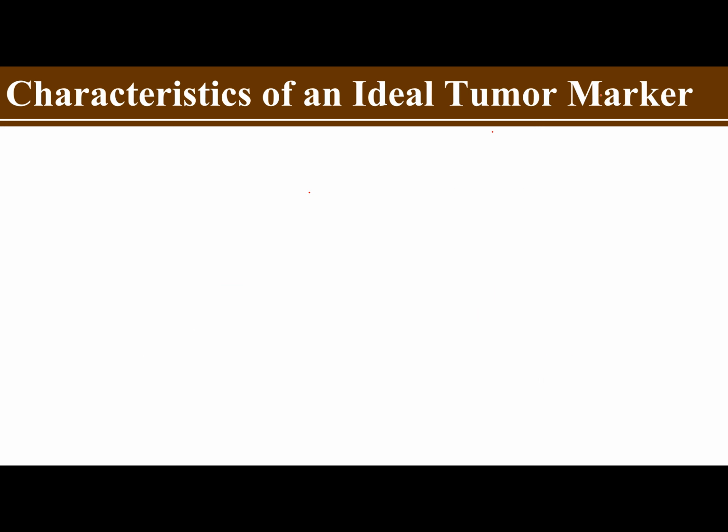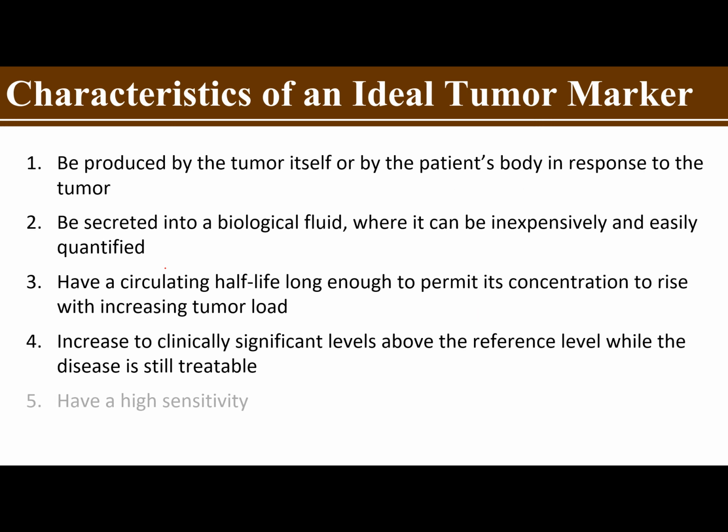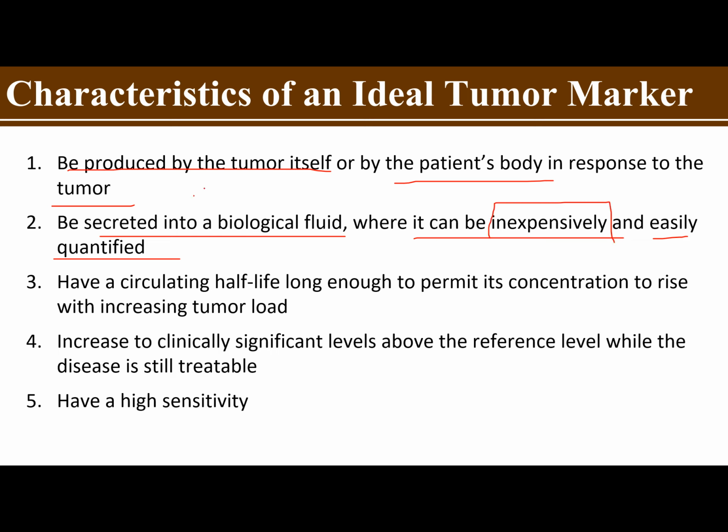Now, what would be the characteristic of an ideal tumor marker, class? So there are five. Be produced by the tumor itself or by the patient's body in response to the tumor. Be secreted into a biological fluid where it can be inexpensively and easily quantified. So it has to be secreted, class, in a fluid that can be inexpensively processed. And the best fluid here is always blood. Kasi blood, class, is readily available. And hindi naman siya expensive pag i-process.